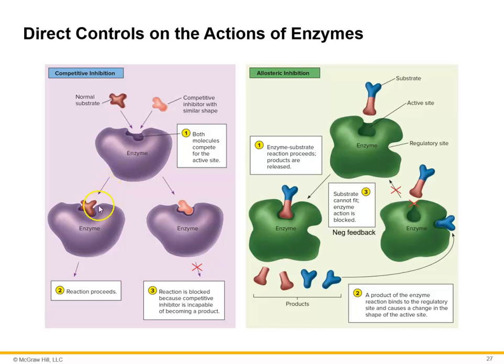If the substrate binds to the enzyme, then the reaction is going to proceed normally. However, if the competitive inhibitor binds to the active site, the substrate is going to be blocked from binding, and you'll notice that the competitive inhibitor does not turn into the products that this enzyme catalyzes. So the reaction is going to be blocked.